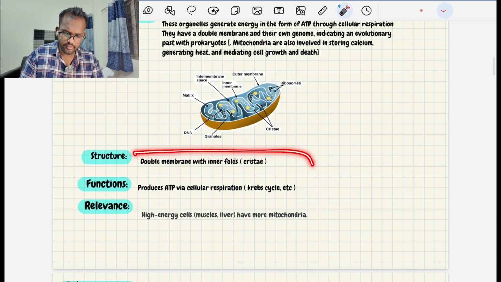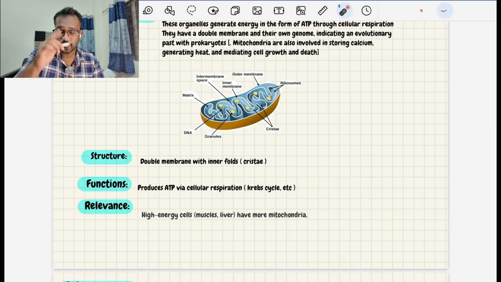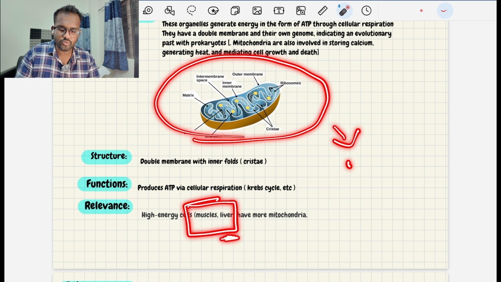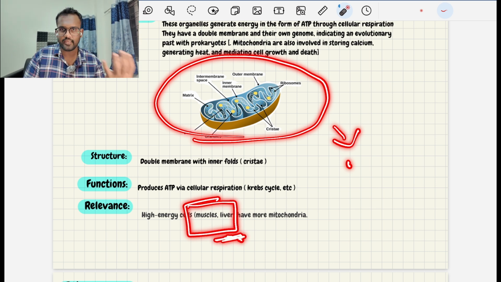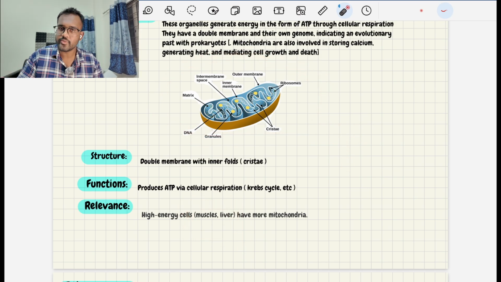Then I have mentioned here, you can go through it once. It is a double membrane with inner folds and produces ATP via cellular respiration, in high energy cells. And this is one more point we have to remember: mitochondria are very abundant in muscle and liver. These two have a very high density of mitochondria, where more energy production happens.